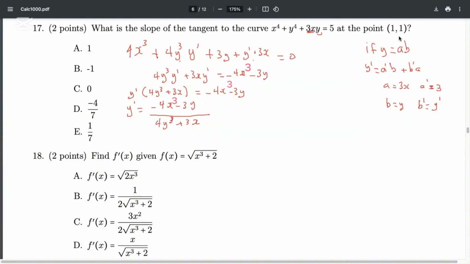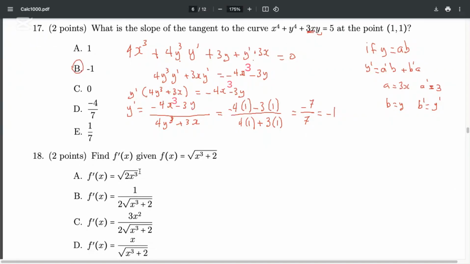Now I can sub in the 1 and 1 for the x and y. So we'll have negative 4 times 1 minus 3 times 1 all over 4 times 1 plus 3 times 1. I'm just subbing in the x and y values right there. So now that's negative 4 minus 3, which is negative 7, over 4 plus 3, which is 7, and that's negative 1. And therefore the answer is B.